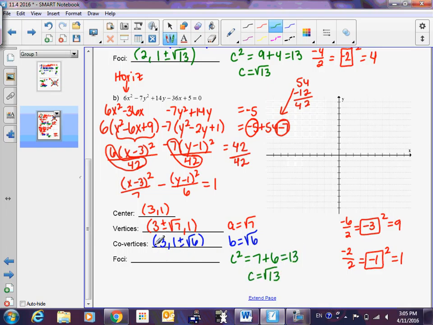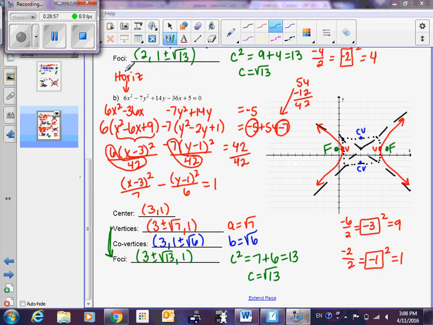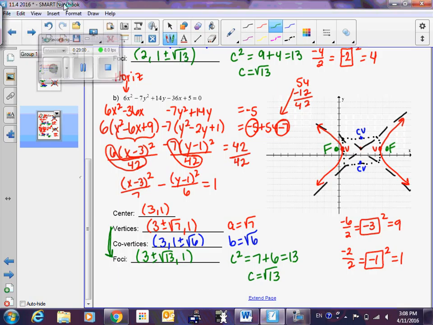So the question is, am I going to add and subtract root 13 to the 3 or the 1? Focus always lines up, whether you're doing ellipses or hyperbolas, it's always going to line up with vertices. So we're going to do that to the x value. Okay, that's how you can find the information without even graphing. Okay, so this is what the graph looks like when you're completely done with this.